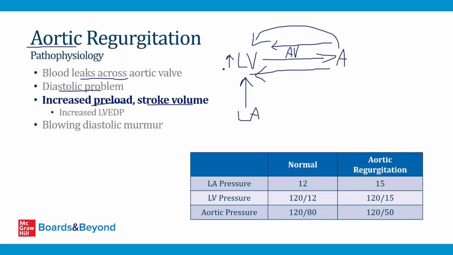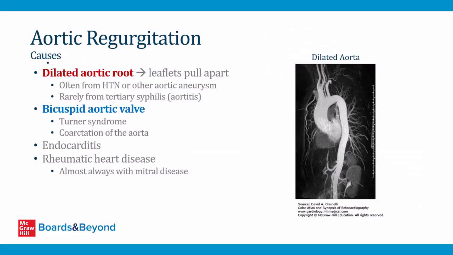Also, because more blood is flowing into the left ventricle in diastole, it will fill the chamber more and you'll get a higher left ventricular end diastolic pressure. And so if you look at the bottom of the screen, these are the hemodynamics you can see with aortic regurgitation. Notice that the diastolic pressure in the left ventricle, which should be 12, is higher at 15. That's because the ventricle is filling more in diastole with blood from the aorta. And then finally, aortic regurgitation causes a blowing diastolic murmur, and I show some examples of this in the video on heart murmurs. So let's talk about some of the causes of aortic regurgitation.